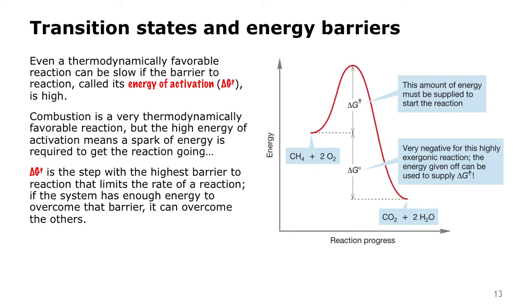So as I stated, even a thermodynamically favorable reaction can be unobservably slow if the barrier to the reaction, which is called the activation free energy, delta G with a dagger on it, is very high. Combustion is one of those sorts of reactions where this barrier prevents methane and oxygen from spontaneously combusting. So that delta G is the step with the highest barrier to the reaction, and it limits the overall rate. And so it's called the rate determining step. And this is the activation energy for the reaction.